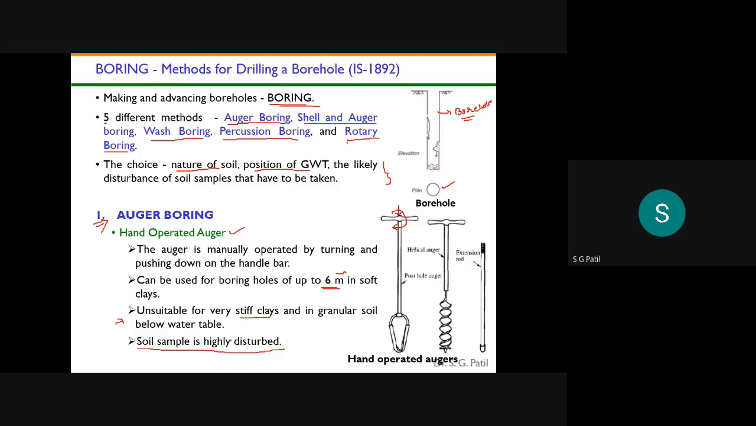Why is it highly disturbed? Because whatever particle arrangements are there in the soil will be disturbed. By the time the soil reaches the ground level, it will be disturbed. The arrangement of the soil particles will be distorted. That's why we get disturbed soil samples in auger boring, or hand operated augers.